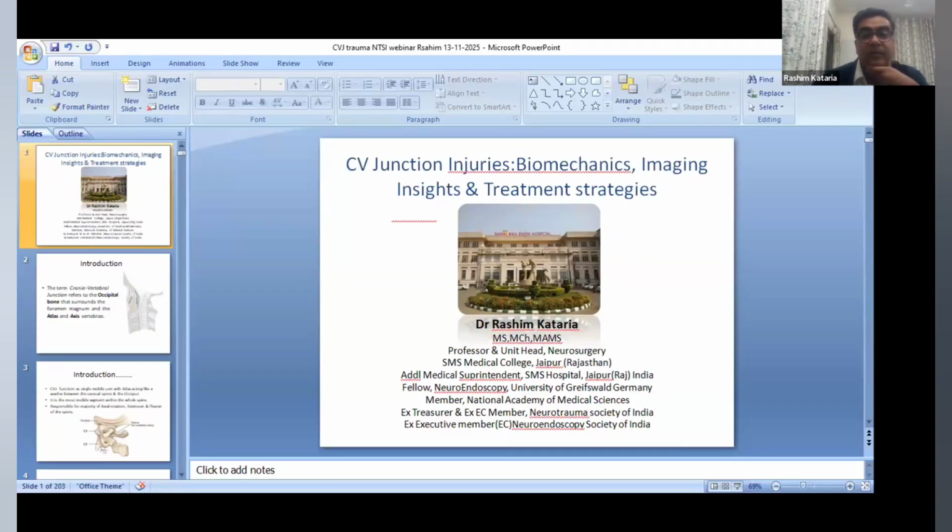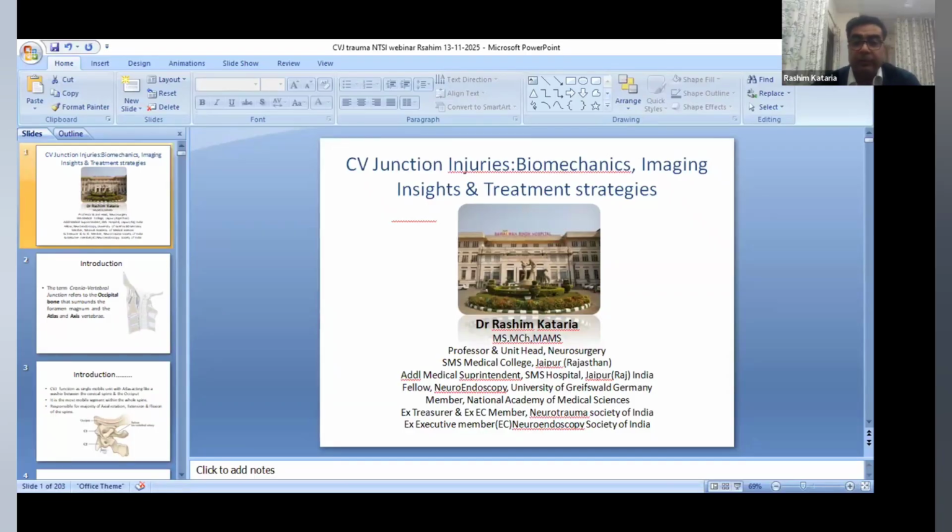So CV junction refers to the occipital bone around the foramen magnum, including the condyles, the atlas, and the axis. The CV junction is a single mobile unit with the atlas acting as a washer between the cervical spine and the occiput. It is the most mobile segment within the whole spine, and it is responsible for the majority of the axial rotation, extension, and flexion of the spine.